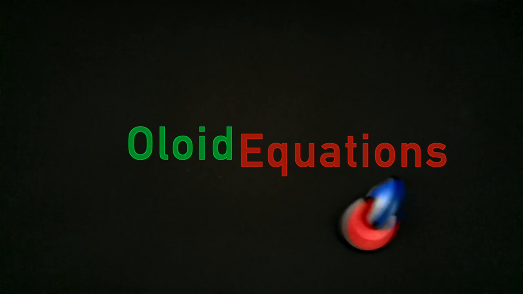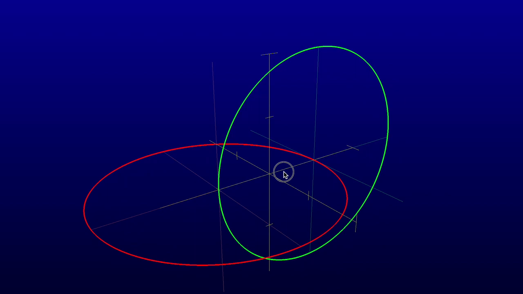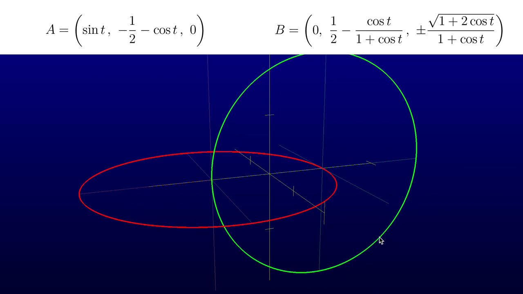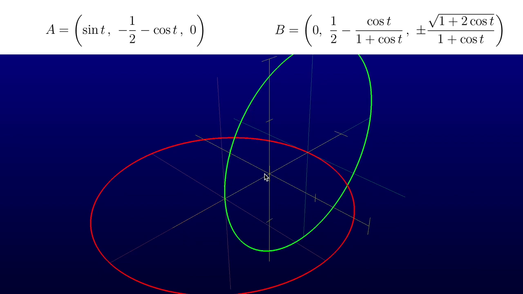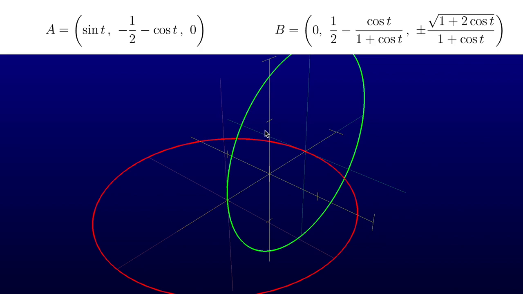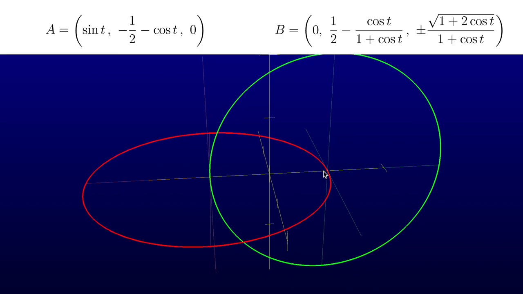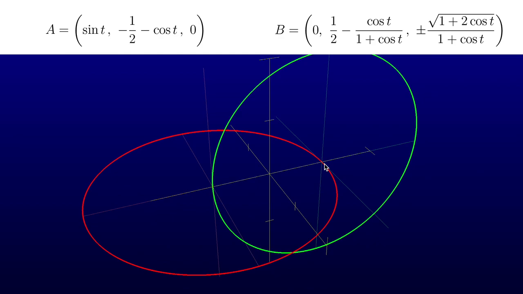Here are the two circles that make up an Oloid, and here are the two equations from the paper that we're interested in. A refers to the circle on the left, here in red, and B refers to the circle on the right, in green. The origin is here in the middle, the x-axis goes from left to right, the y-axis from front to back, and the z-axis up and down. The radius of each circle is 1, so the distance from the centre to the outside is 1, and the origin lies in the middle. So we know the distance here is 1/2, putting the centre of the green circle at plus 1/2 in the y direction, and the centre of the red circle at minus 1/2.